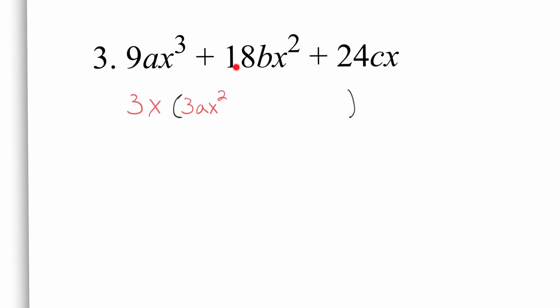The next term, 18 divided by 3, that'll be positive 6. You keep the b and 1x because you took 1x out. And the next one will be 24 divided by 3. That will be positive 8. You keep the c, and you took out the x over here.